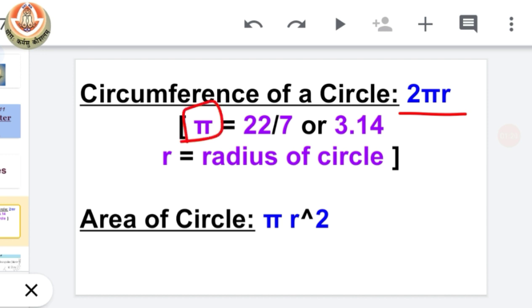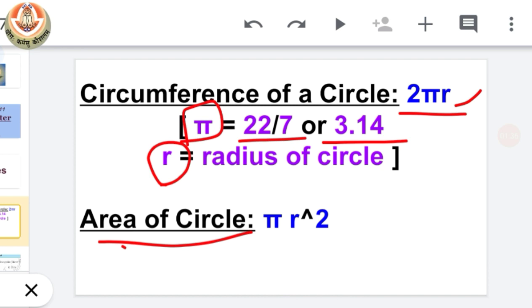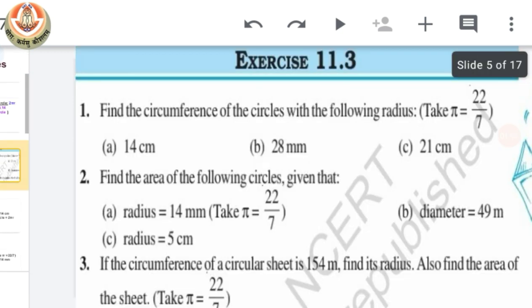Now this symbol is called pi and its value is 22 by 7 or 3.14, and r is for the radius of the circle. Now the second formula we will use is area of circle, and the formula is pi r square. I hope you all remember that this sign means power. So r, that is radius, having power 2, that is pi r square. Now let's move on to the exercise.